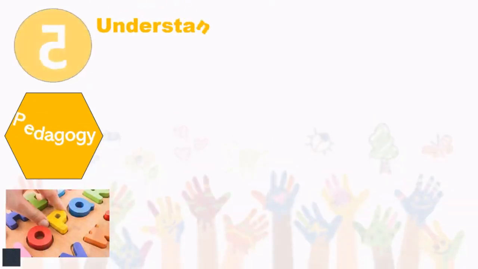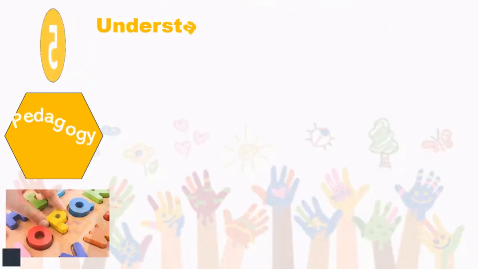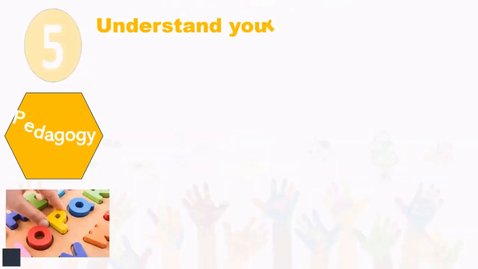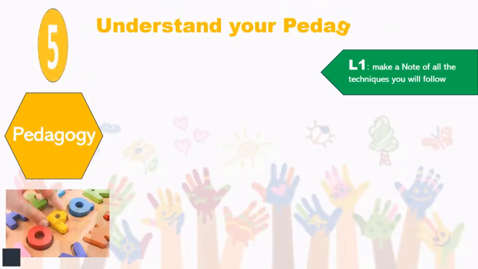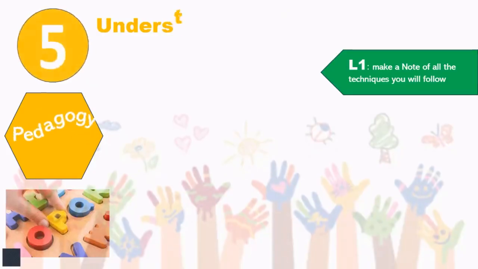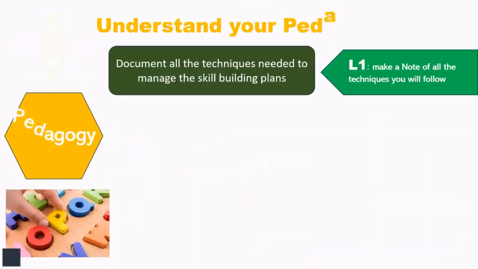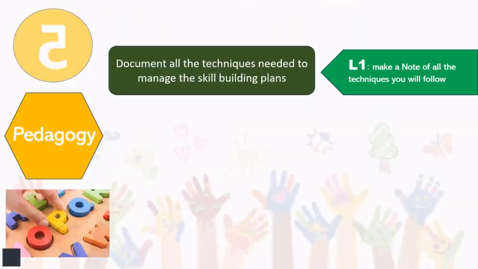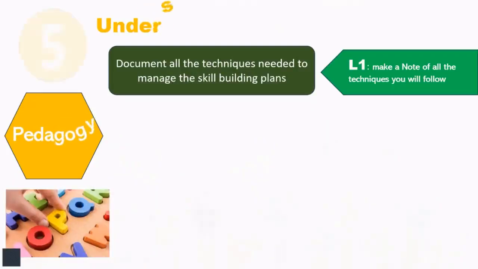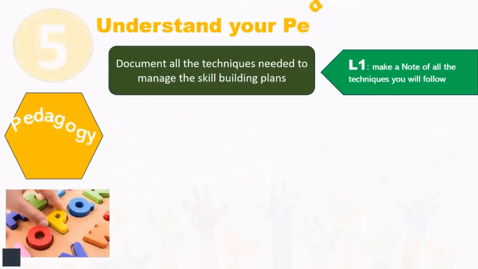So this is purely the capability of the teacher or the proficiency of the teacher. How do they manage that particular skill that is going to be delivered in a particular month and in a particular week? So for that, level 1 is that make a note of all techniques that you are going to follow while you deliver that particular skill in that particular week. Sometimes we do not do any kind of reflection on what kind of technique we are going to use while we deliver this particular thing in a particular week.